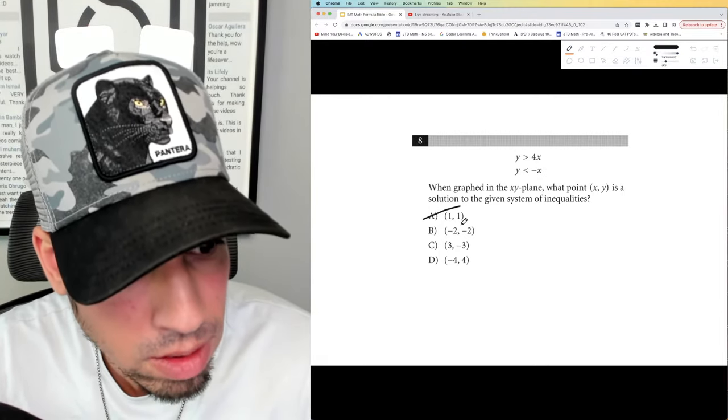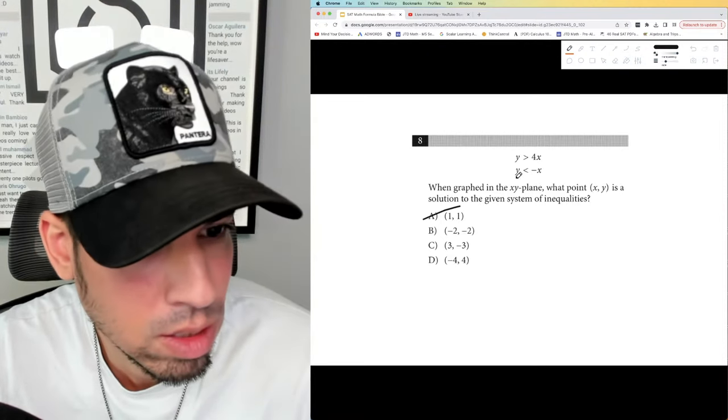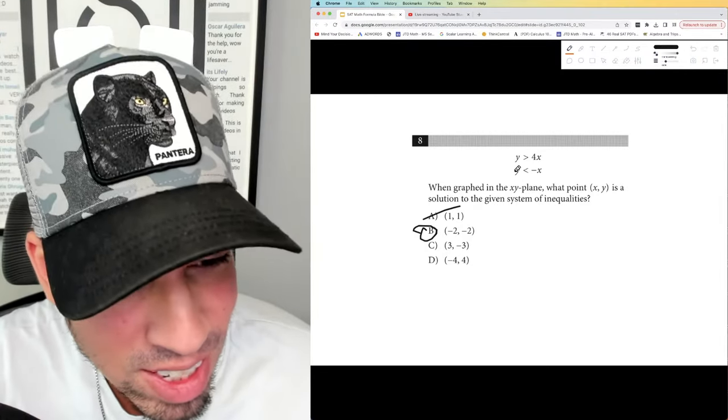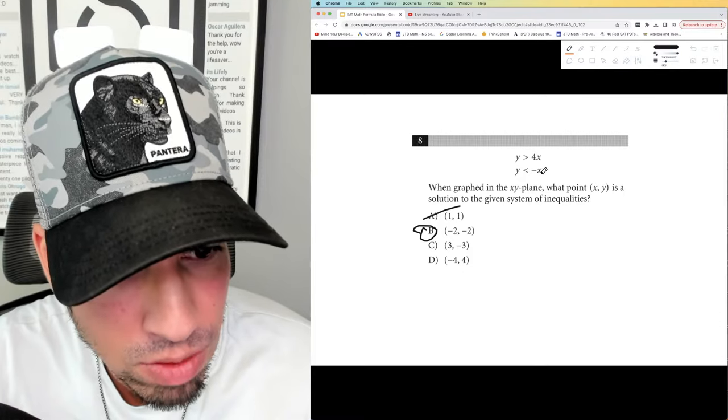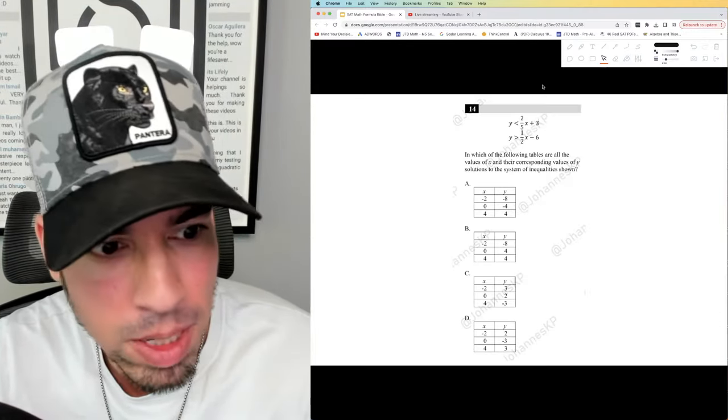Okay, A is definitely out. B, -2 is greater than -8. Correct. -2 is... Oh, it is B. My bad. But that's how I normally do it. Little plug and chug. Made a mistake there, but that does happen. -2 is indeed less than 2, so B is the winner. But that's how I do them. It's pretty quick, even if you make a mistake.